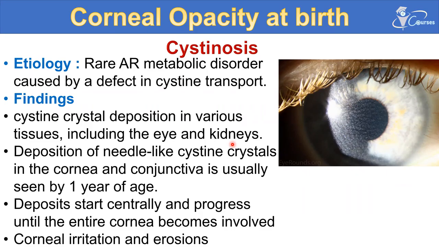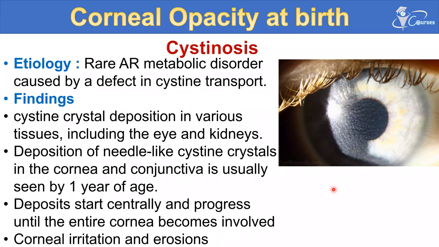So how does this patient present to an ophthalmologist? It presents by the presence of needle-like cystine crystals. This is one of the differential diagnoses of crystalline keratopathy. There will be crystals present in the cornea, all of the cornea, as you can see here, and also present in the conjunctiva, usually seen by the age of 1 year. Those crystals start centrally and progress toward the limbus. This is also important for the MCQs. Start from the center and progress toward the limbus. And in those patients, these crystals may result in corneal irritation and erosions, which will cause pain and photophobia.